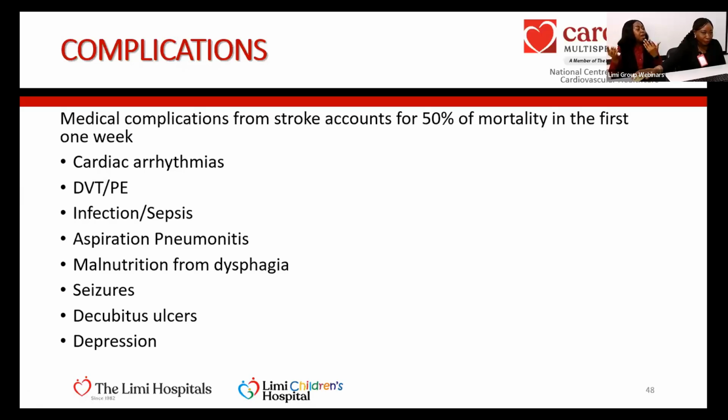Then we can also have urinary tract infections because some of them you have to pass indwelling catheters, and because they are immobile, all these things can contribute to UTIs in them. So we have to be on the lookout and manage those appropriately. Then we've talked about aspiration pneumonitis. Then dysphagia. We talked about dysphagia as a common presentation. Because of that dysphagia, malnutrition can also occur as a complication.